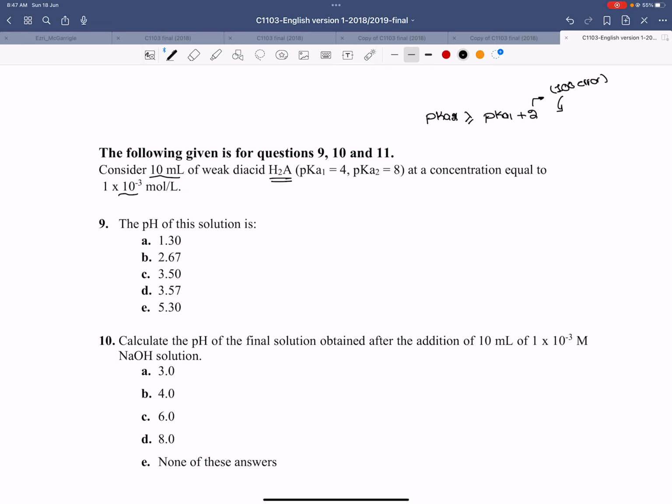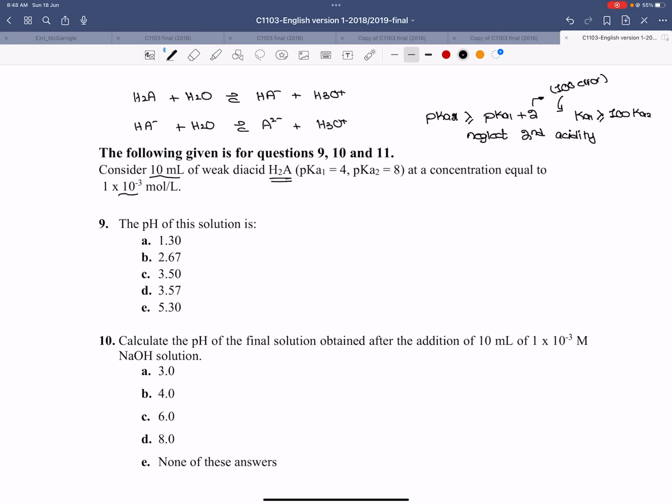This is from the fact that if Ka1 is greater or equal than 100 Ka2, you can neglect the second acidity. If this rule is satisfied, you can neglect the second acidity. What do I mean by the second acidity? You already know that H2A will dissociate into HA minus plus H3O plus, and then HA minus will further dissociate into A2 minus plus H3O plus.